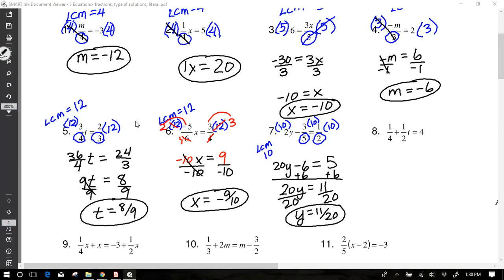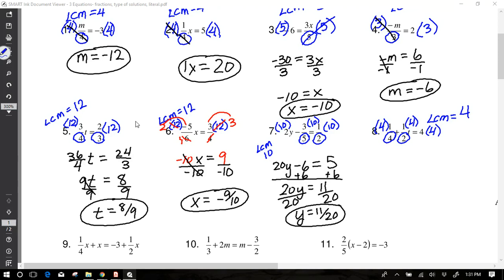What I'd like for you to do now is to pause the video and try to do number 8 on your own. Remember to start with identifying what is the LCM of your denominators. All right, welcome back. Number 8 might have been a little tricky for some people. You might have thought that the LCM was 8, and it is something that they have in common, but we want to go with the smallest again, okay?